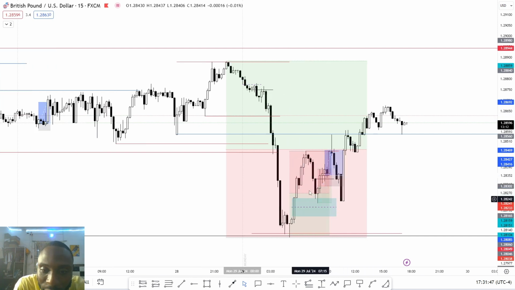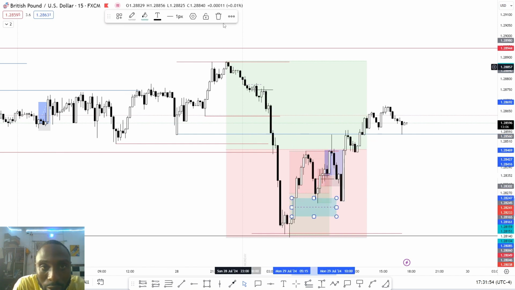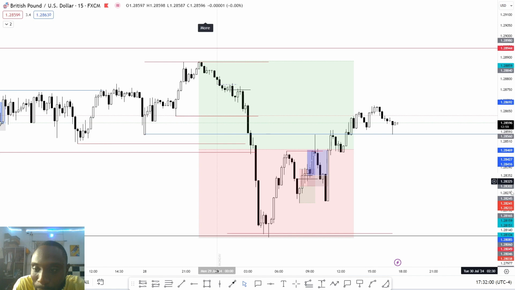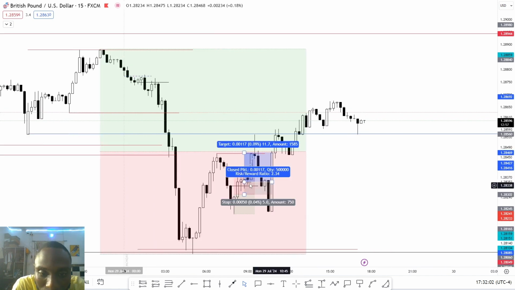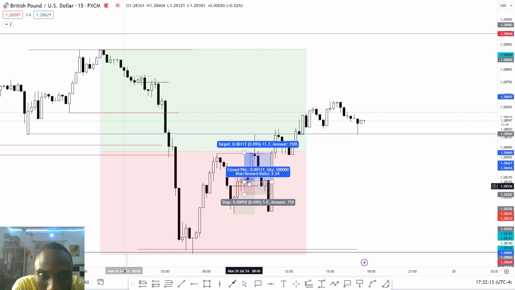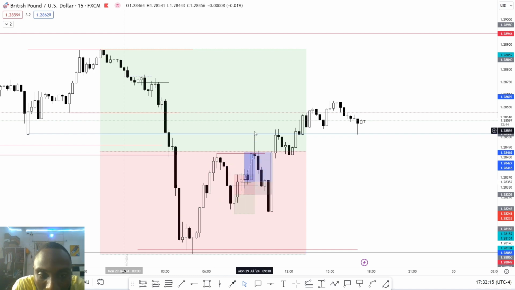So immediately price filled this gap here in discount, I was expecting bullishness already. I don't want this thing to be too dirty. Price filled this gap, filled this OB. Immediately price filled this gap, it went up, created an order block, touched the order block, then it started going to the upside.